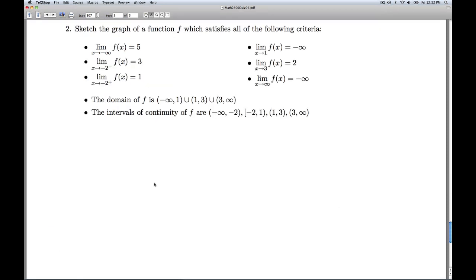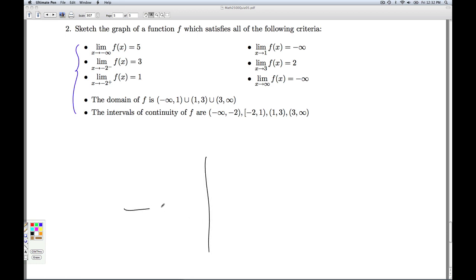All right, in number 2 now, we're asked to sketch the graph of a function which satisfies all of the following criteria. So we've got 8 criteria listed. And I think the best way to approach these kinds of problems is to go ahead and draw a big old axis, xy axis, and we'll try to just check off each of these at once. The limit as x goes to -infinity of f of x is 5. Okay, so that means I've got a horizontal asymptote at y equals 5. I'm just going to dot that in.